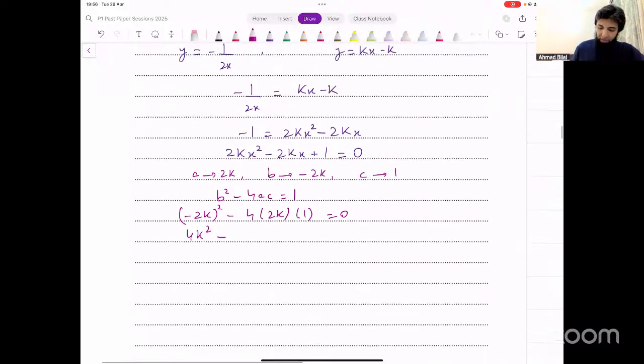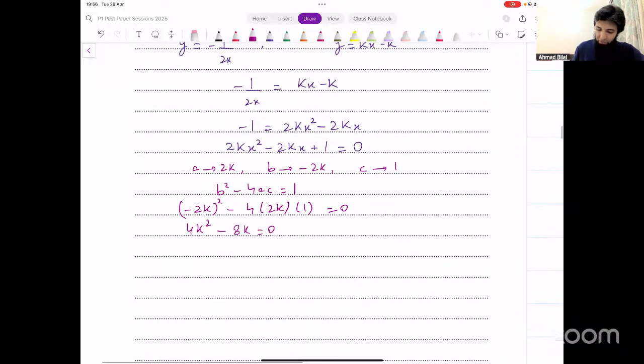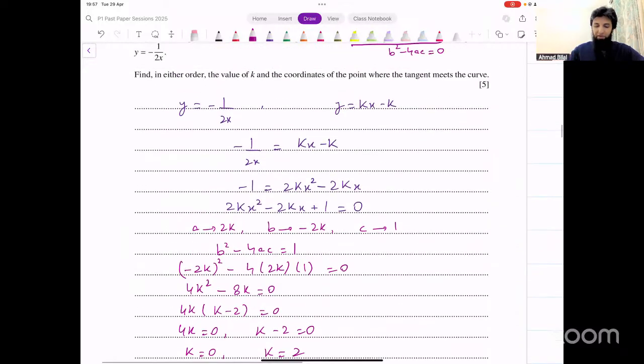4k squared minus 8k equals 0. Take 4k common outside, and that leaves us with k minus 2 inside. So either 4k equals 0 or k minus 2 equals 0. So either k equals 0 or k equals 2. These are the two possible values of k that we're getting.